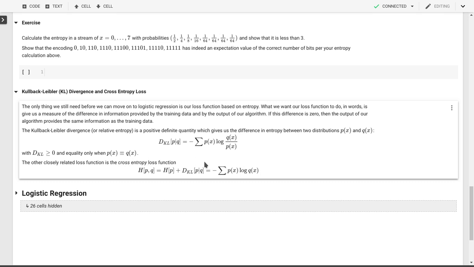Okay, now we have everything we need to move on to logistic regression, and so we'll use the same kind of problem, a diabetes data set. It's a different data set though. We'll come back to that in the next video.